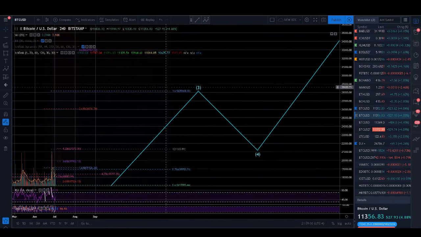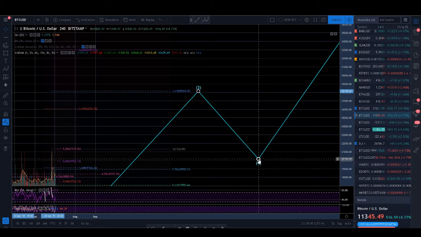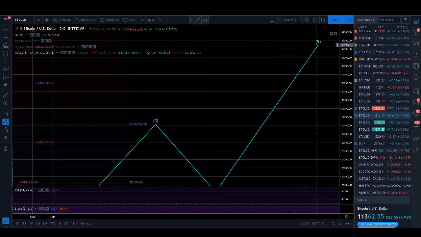And then we still have another big correction, takes us back down to the low 20s. I would bet it would take us all the way back down to 20 if this actually were to play out. And then wave 5 could go all the way up into the 30s, and that's like a year away. That's over a year away.